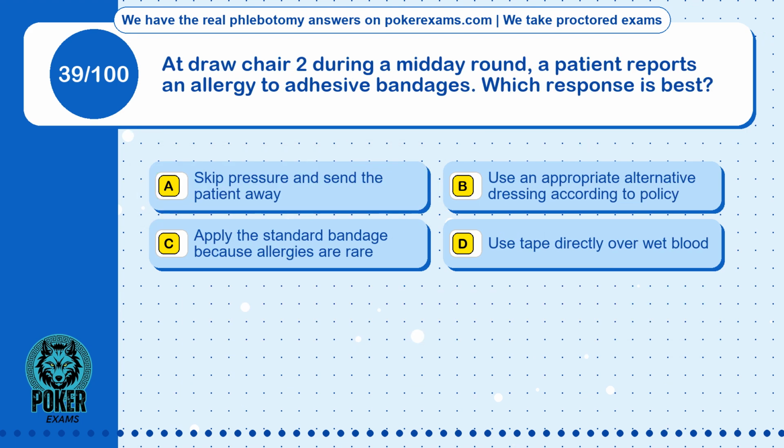Question 39. At draw chair 2 during a midday round, a patient reports an allergy to adhesive bandages. Which response is best? Option A. Skip pressure and send the patient away. Option B. Use an appropriate alternative dressing according to policy. Option C. Apply the standard bandage because allergies are rare. Option D. Use tape directly over wet blood.